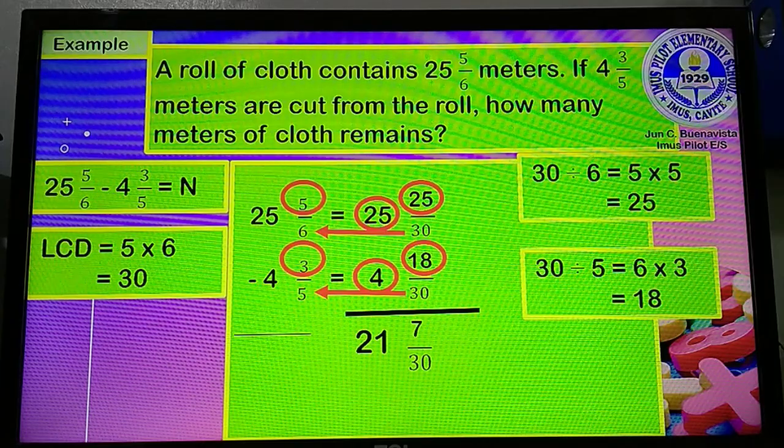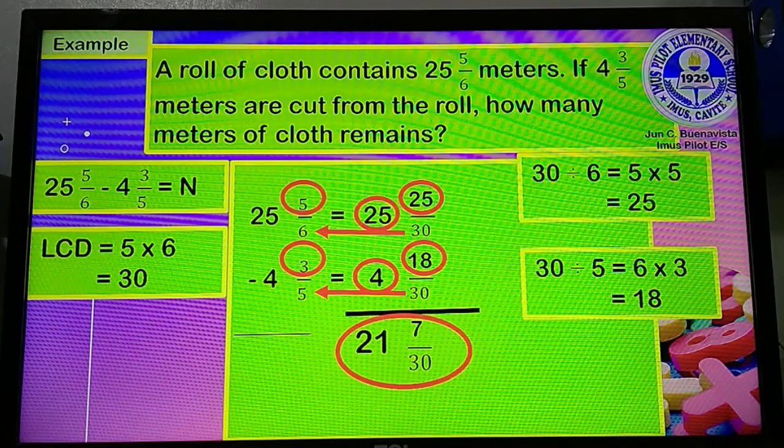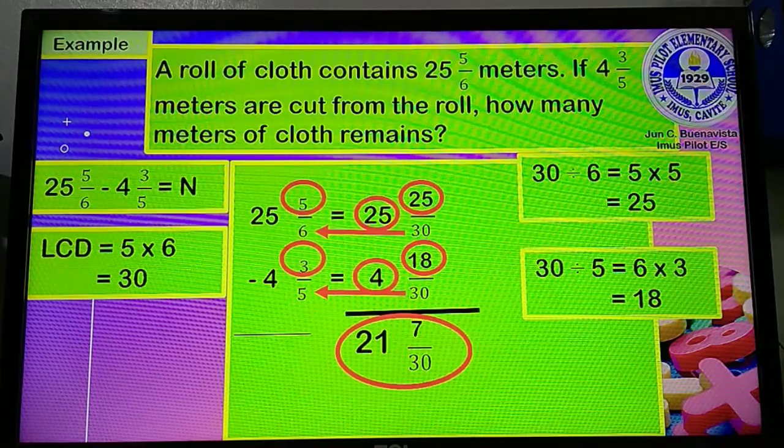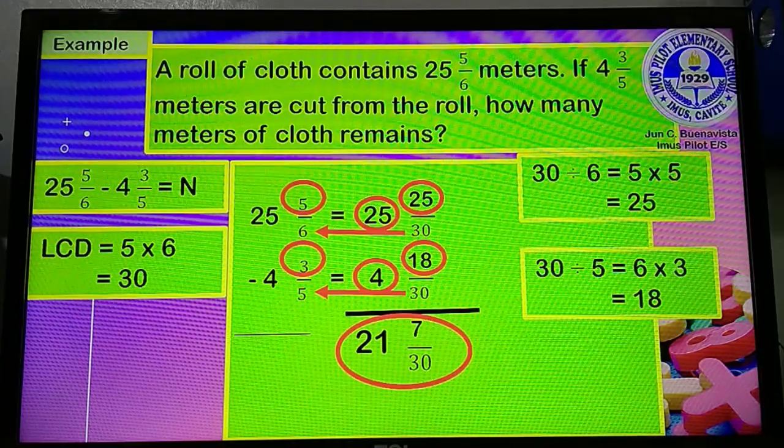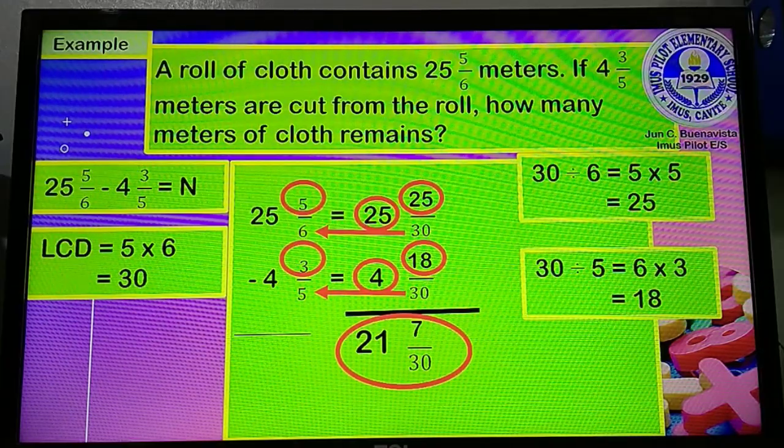So, now, our answer is 21 and 7/30. So, 7/30 is already in the lowest term. So, therefore, hindi na natin kailangan i-change ang ating answer. So, at ease na po siya because your fraction is already in the lowest term.